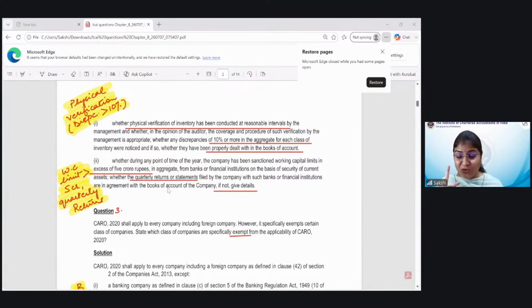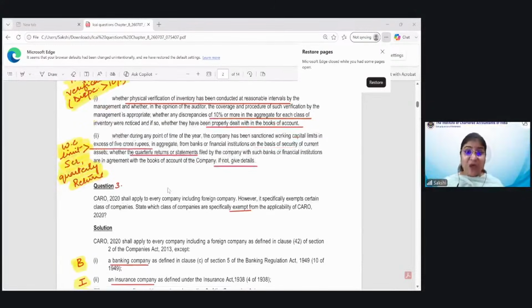You have to see whether it is dealt with in the books of accounts properly or not. Next, whether during any point of the year the company has been sanctioned working capital in excess of 5 CR. Then you have to remember why? Because then the inventory audit, the stock audit, is mandatory.